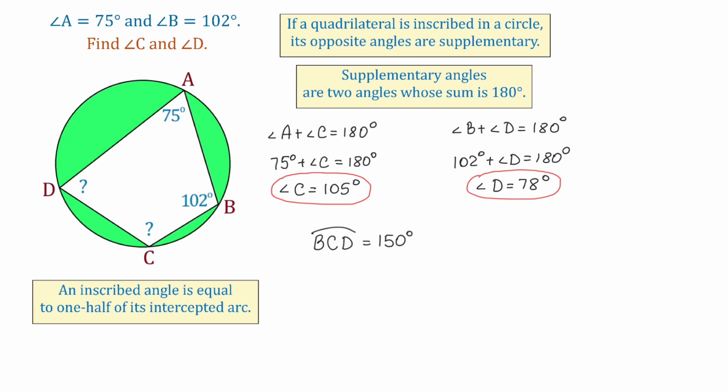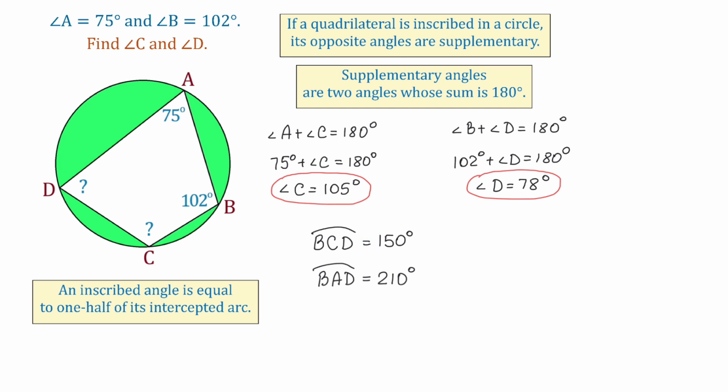And that is because their sum has to measure 360 degrees. So I will write that the arc BAD has to measure 210 degrees. And as you see, their sum is 360 degrees.